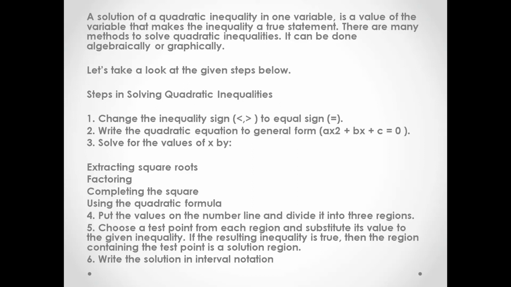So now let's proceed with the steps in solving a quadratic inequality. First, we're going to change the inequality sign to an equal sign. Then after that, we're going to write the quadratic equation in general form or standard form, so the equation should be equal to 0. It becomes ax squared plus bx plus c is equal to 0. Then after we transform it into standard form, we are going to solve for the value of x. The solving of the value of x is just like the quadratic equation.